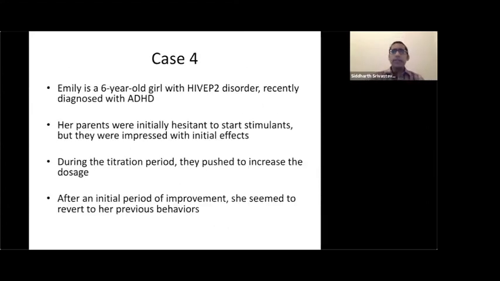So here's the final scenario. Emily is a 6-year-old girl with HIVEP2 disorder, recently diagnosed with ADHD. Her parents were initially reluctant to start stimulants, but they were impressed with the initial effects. And during the titration period, they pushed to increase the dosage. And after an initial period of improvement, she seemed to revert to her previous behaviors.